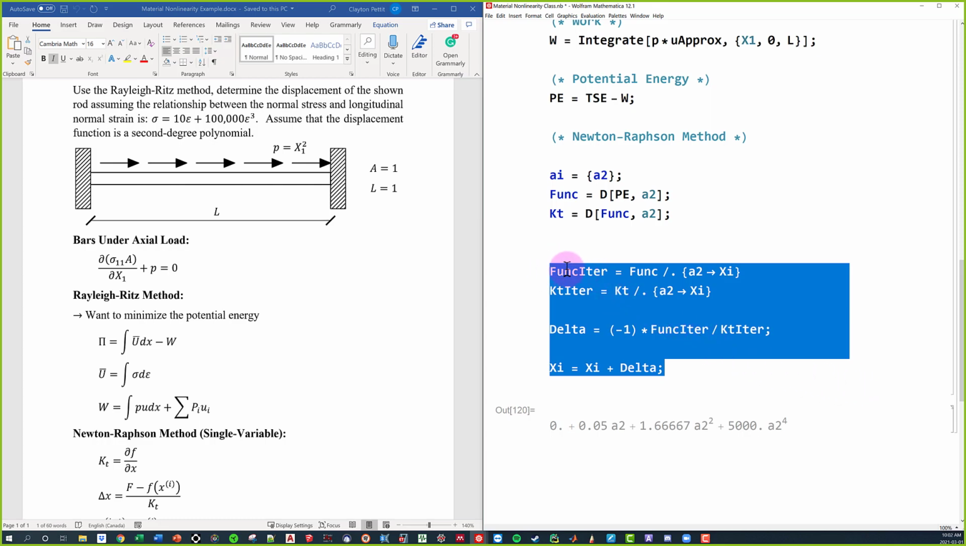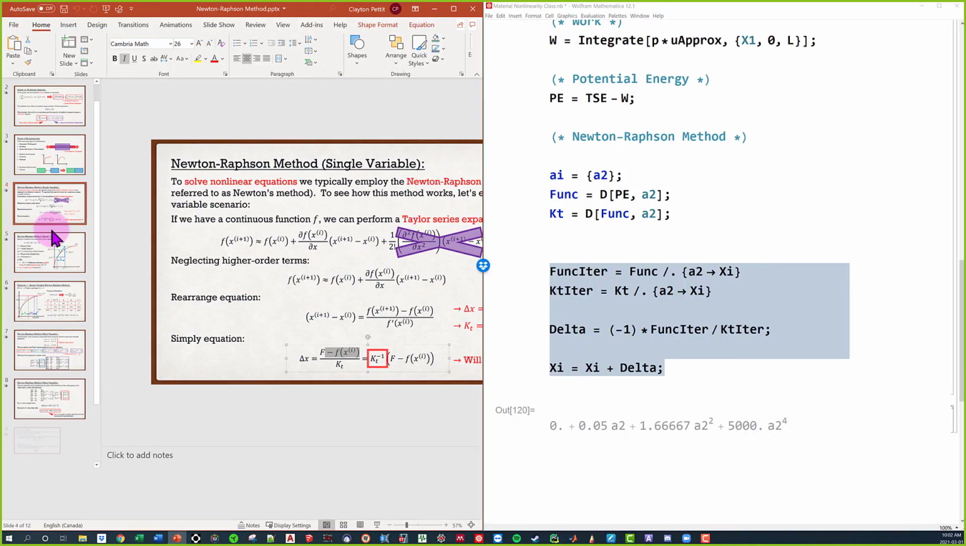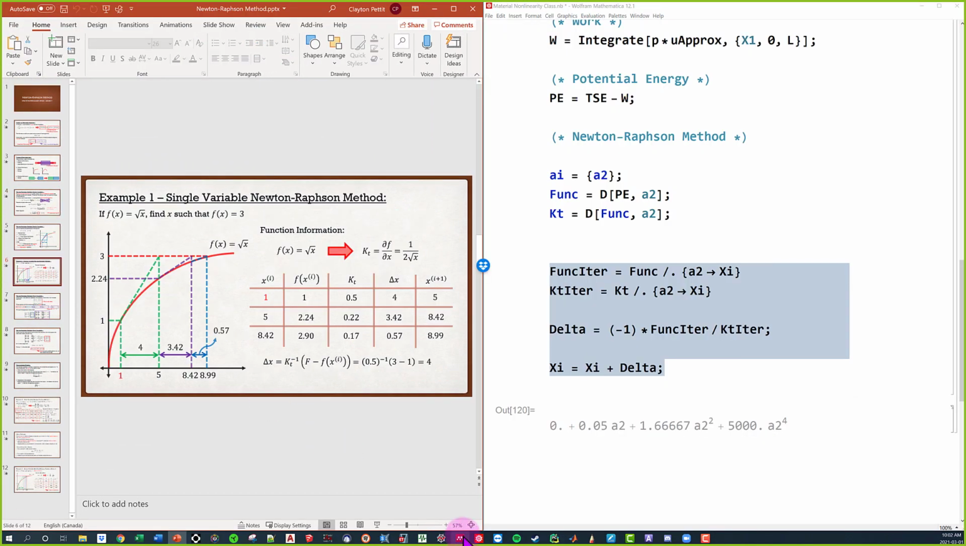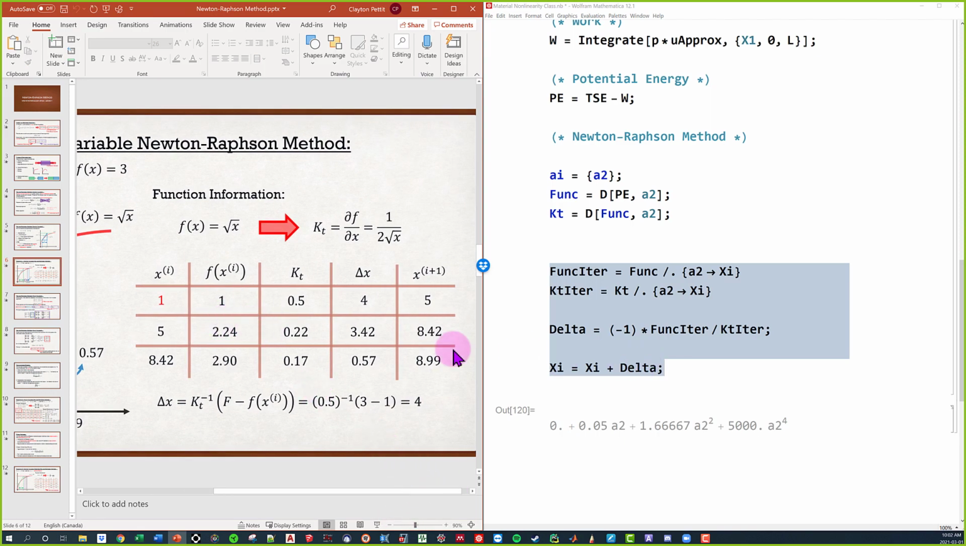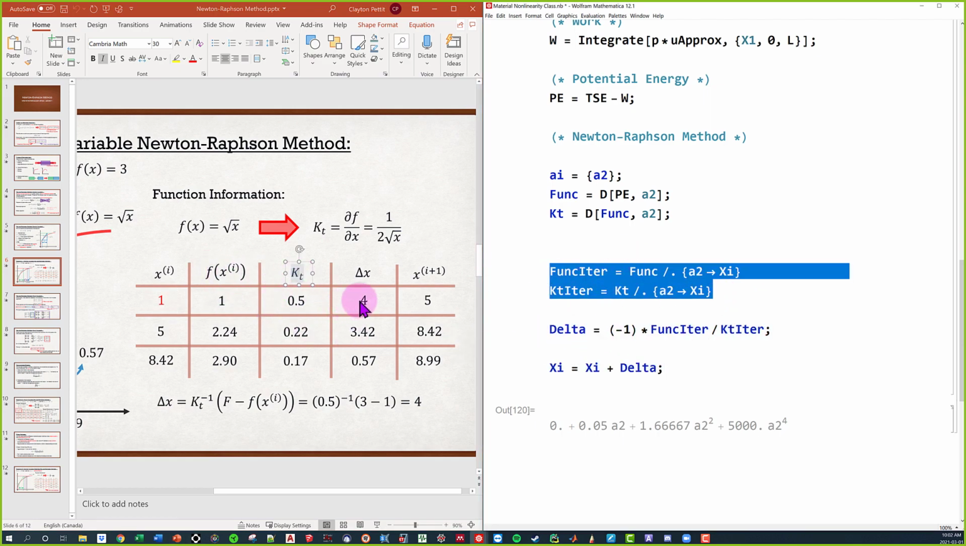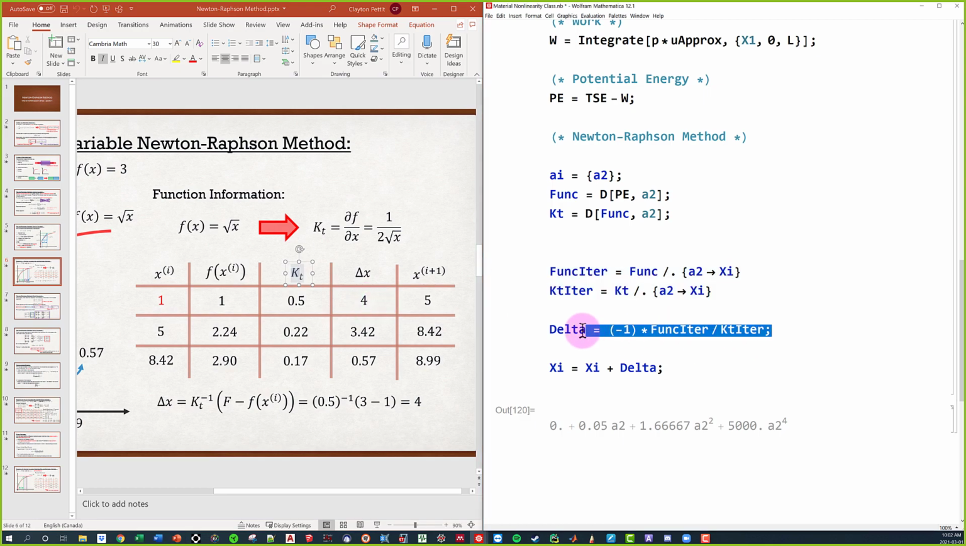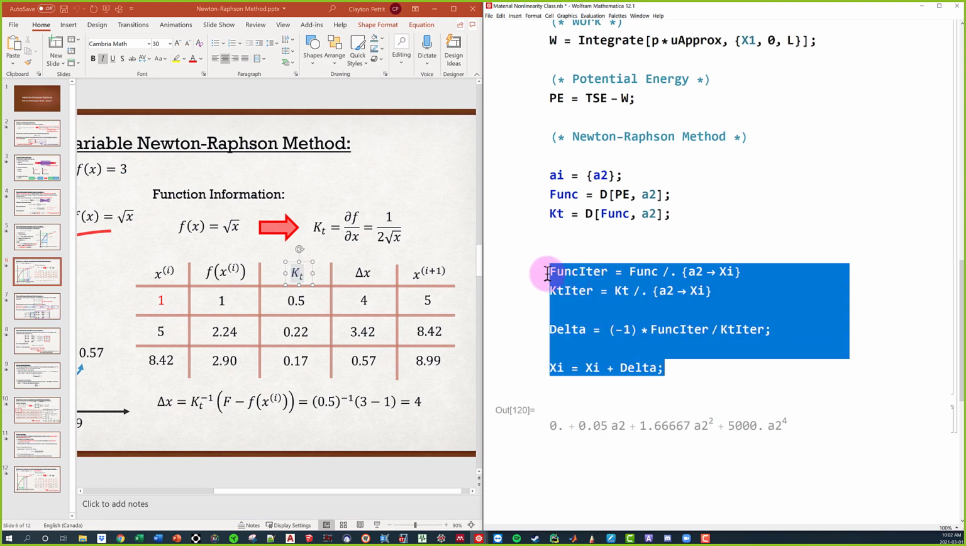So we're going to find the values of our function, and this matches the PowerPoint exactly. I'll put the PowerPoint off to the side and zoom in. This is exactly what we're doing. We have our initial guess. We evaluate both the function as well as kt in the loop. We figure out what our delta x is right here. And then we figure out what our next increment size is going to be. So from here to here, this is what we're going to loop.